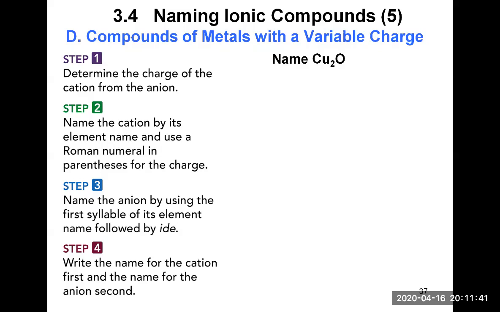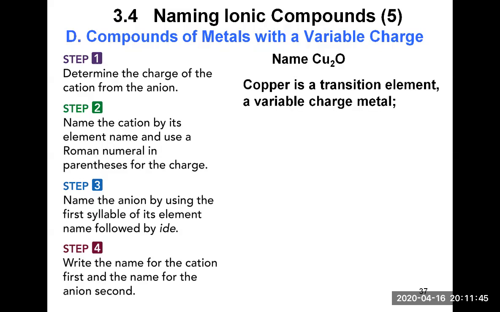So here, Cu is copper. Copper is a transition element, and so it's a variable charge metal. So we know it can typically be +1 or 2+. Copper makes those two types of ions. So we need to determine which ion we have in this formula.